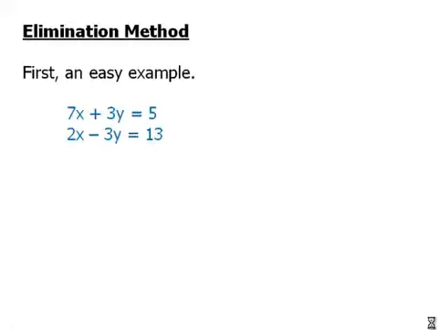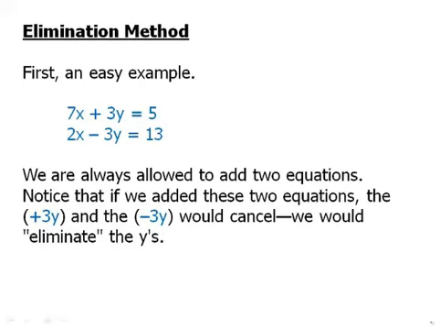So the elimination method. First, an easy example. Pause the video and think about how you would solve this, and then we'll talk about it. Okay. Notice, we are always allowed to add two equations. We can add an equation to an equation. That's perfectly allowed. Notice that we added these two equations. The +3y and the -3y would cancel. We would eliminate the 3y's.